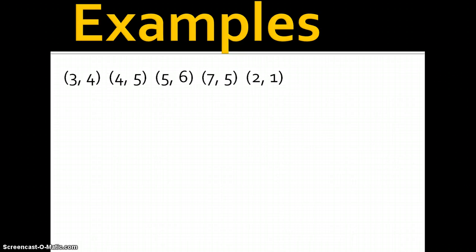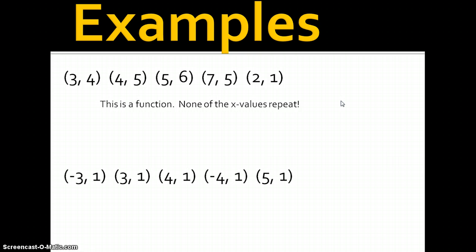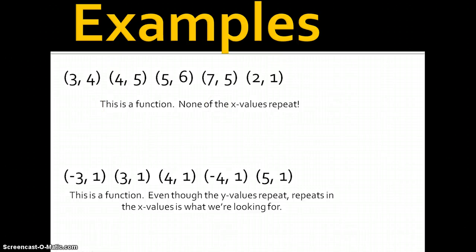Another way you might see these listed is as ordered pairs. Again, we don't want the x values repeating, so our x values are 3, 4, 5, 7, and 2. We have no repeats in the x values, so this is a function. Again, if you look at these x values, we have -3, 3, 4, -4, and 5. -3 and 3, while they're both, you see a 3 there, they are different numbers. One of them is a negative, one of them is a positive, so this is considered a function.